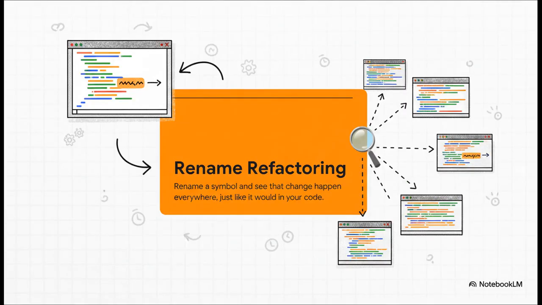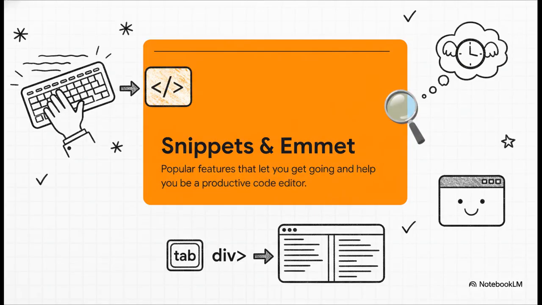Next up is a massive time saver, rename refactoring. Oh man, we've all been there, right? You need to change your variable's name, and then you have to go hunting through a dozen different files, just praying you caught every single one. With this, you just rename it in one spot, and poof, VS Code is smart enough to update it everywhere else it's used, instantly.